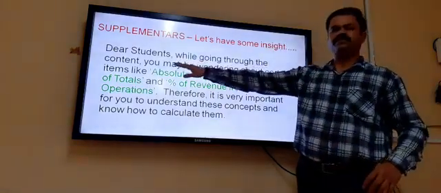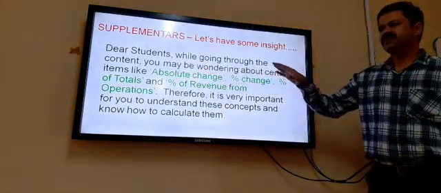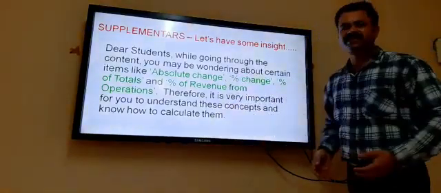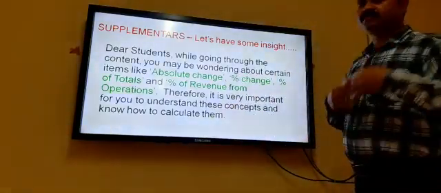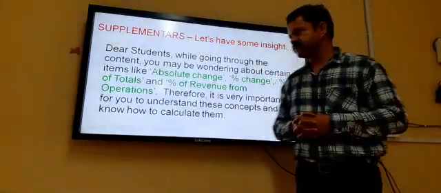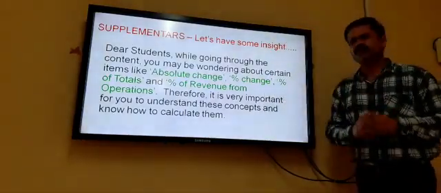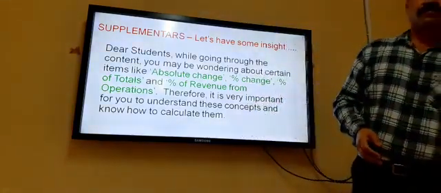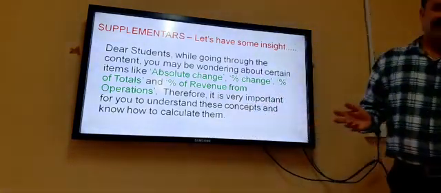Dear students, while going through the content, you may be wondering about certain items like absolute change. What is absolute change? What is percentage change? What is percentage of total? What is percentage of revenue from operations? Therefore it is very important for you to understand these concepts and know how to calculate them. So let us see how to calculate them.